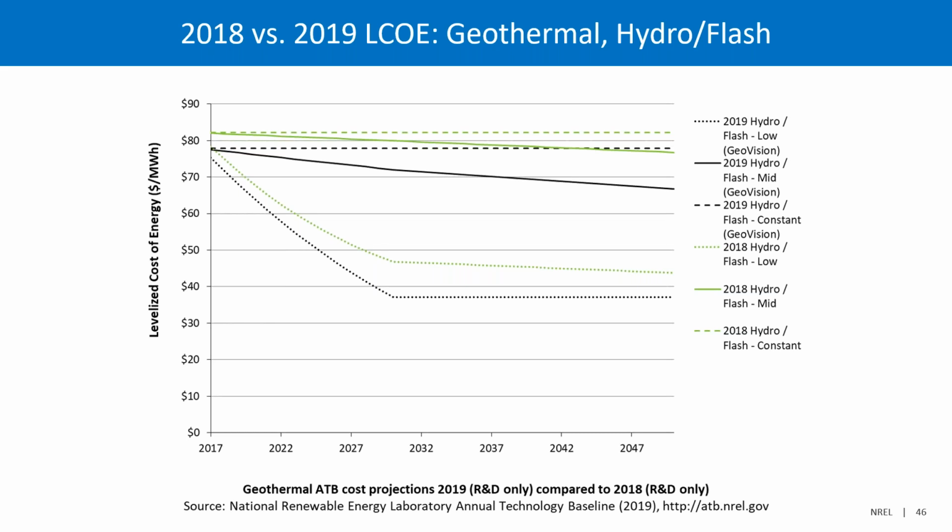And finally, the thing that's driving down costs in the low scenario is because of that risk reduction in developing wells and developing reservoirs, the overall risk of the project is reduced, which lowers the weighted average cost of capital for geothermal projects and helps to push the LCOE down in the low scenario.